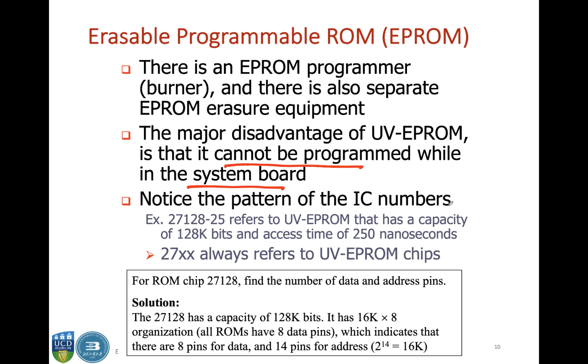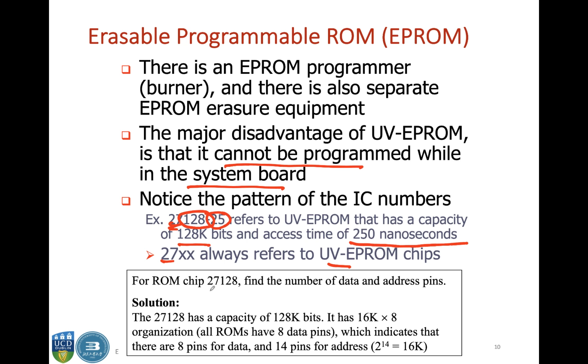Notice the pattern of the IC numbers. For example, 27128-25 refers to an EPROM that has a capacity of 128 kilobits. So this 128 stands for the capacity, and the access time is 250 nanoseconds. This 25 refers to 250 nanoseconds of access time, and the 27 at the beginning always refers to EPROM chips. Okay, so let's see an example.